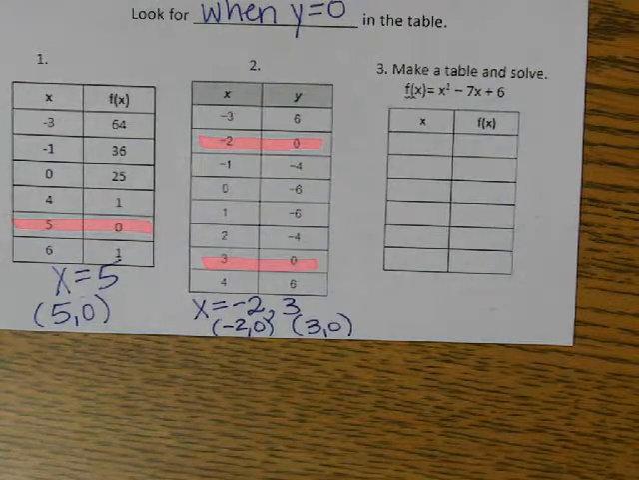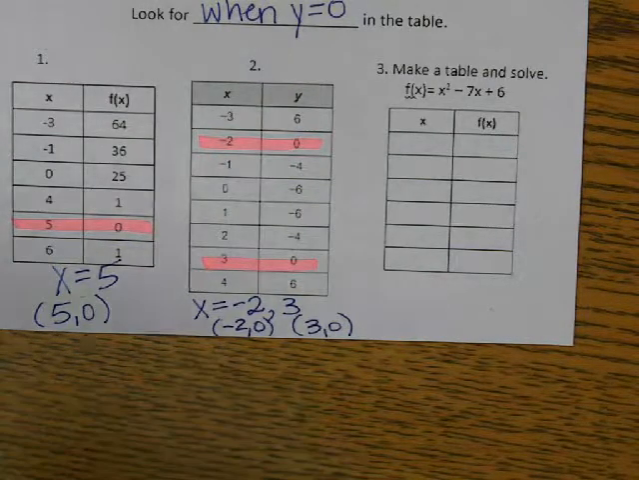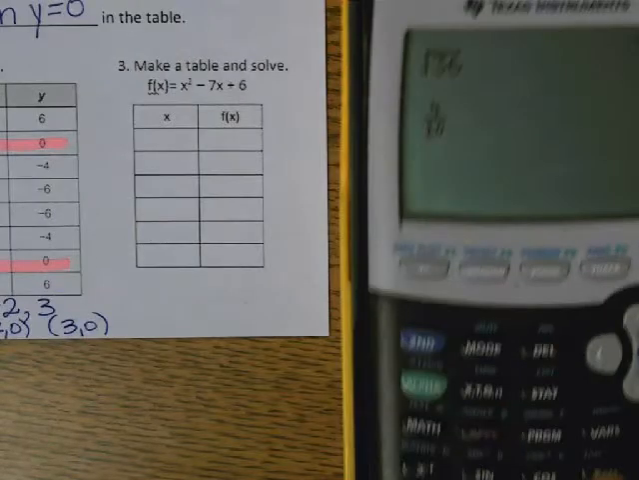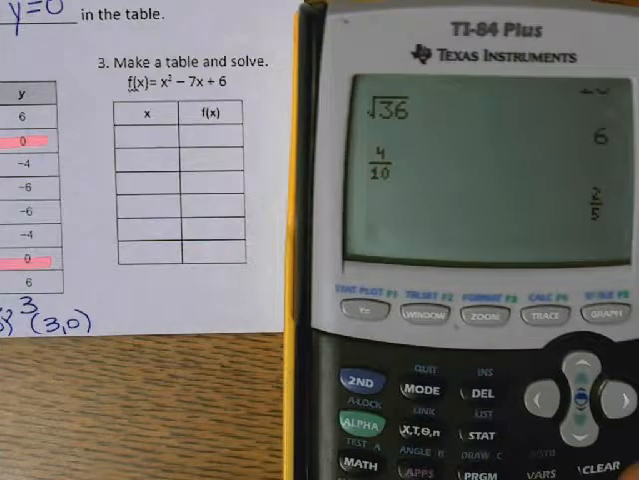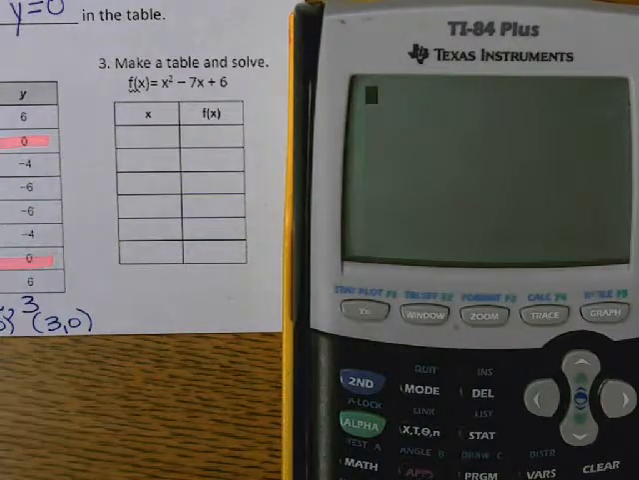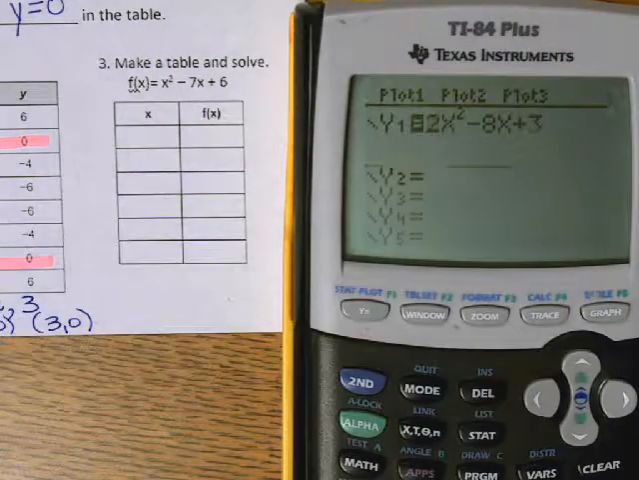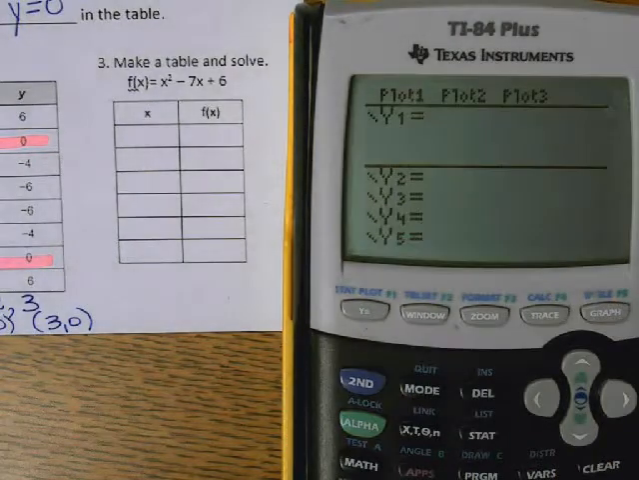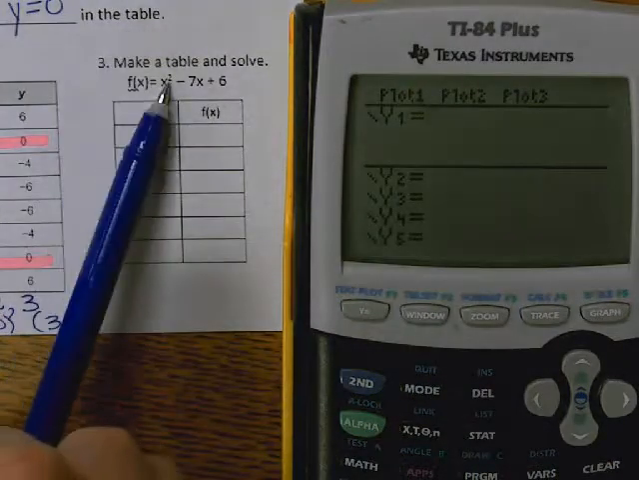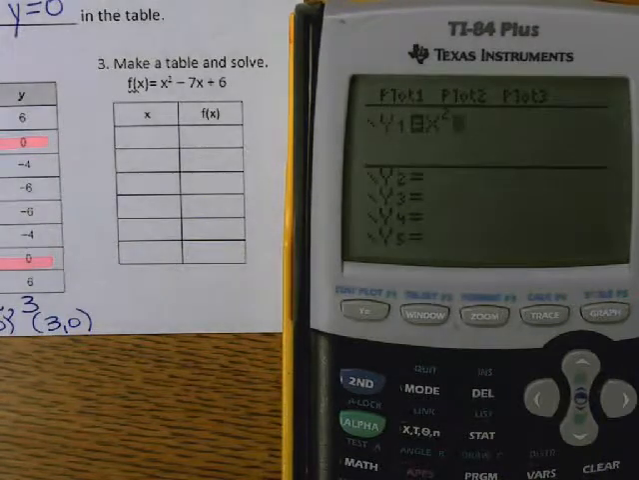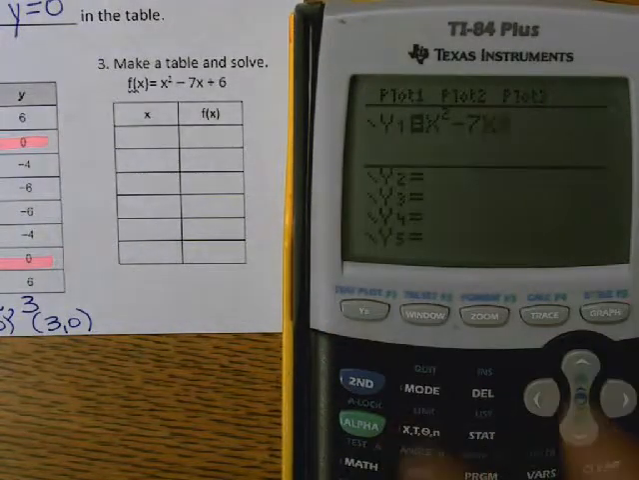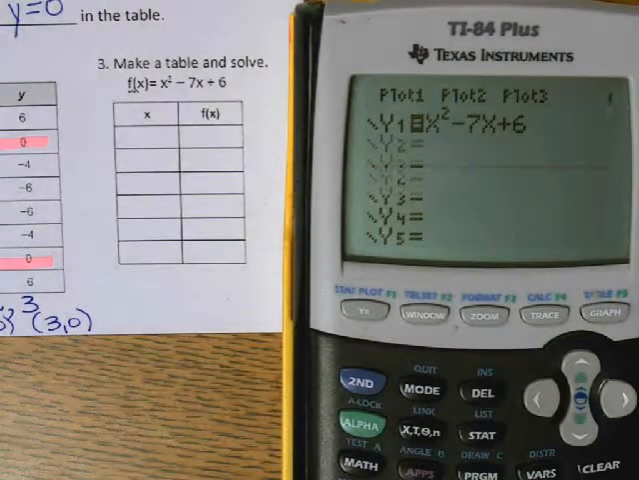The last thing it asks you to do is make a table to find the solution. All right, so how do we make a table? We go to our handy dandy TI-84 Plus graphing calculator, clear everything out, push y equals. Where it says y equals, there might be something there. Clear that out as well. Then you type in your equation. X squared minus 7x plus 6. Okay?